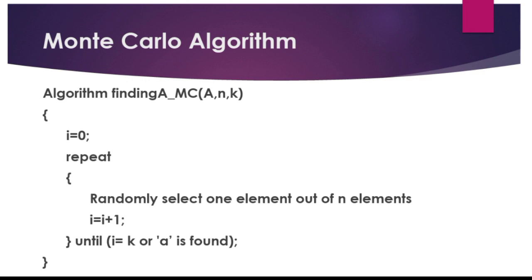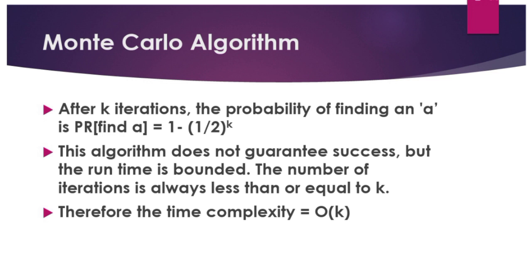Actually the answer is wrong, but here half of the elements are A and it is necessary to get an A after minimum trials. After k iterations, the probability of finding an A is 1 minus half raised to k. This algorithm does not guarantee success, but the runtime is bounded. The number of iterations is always less than or equal to k. Therefore, time complexity is big O of k.